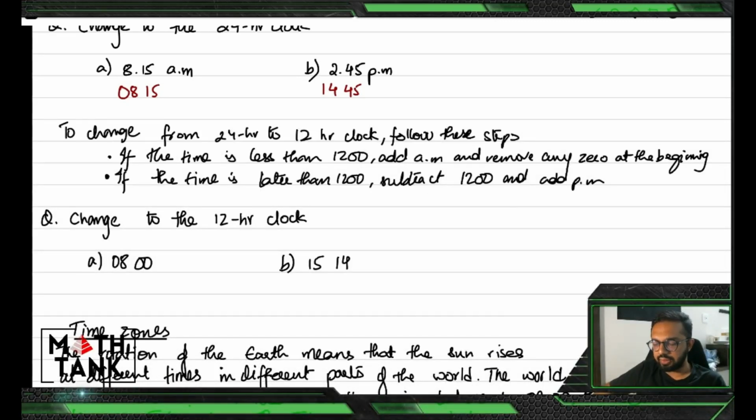Follow these steps. If the time is less than 1200, add AM and remove any zero at the beginning. If the time is later than 1200, subtract 1200 and add PM. Okay, so I will have to check whether this time is less than 1200. Yes, it's less than 1200, so I'm just going to say that this becomes 8:00 AM. That's plain and simple. This one is more than 1200. 1514 is more than 1200, so I'm going to subtract 1200 from it and say that this becomes 314, and I'm going to write PM with it.